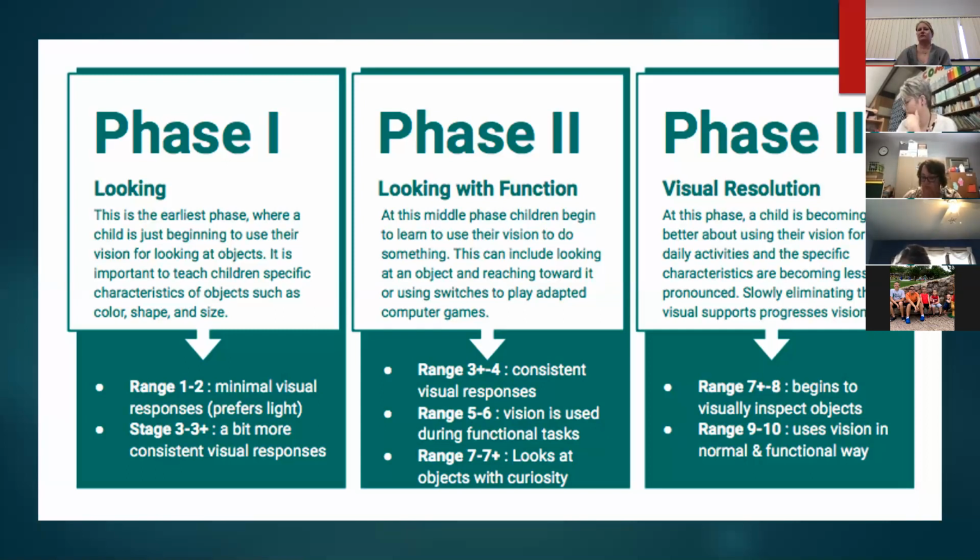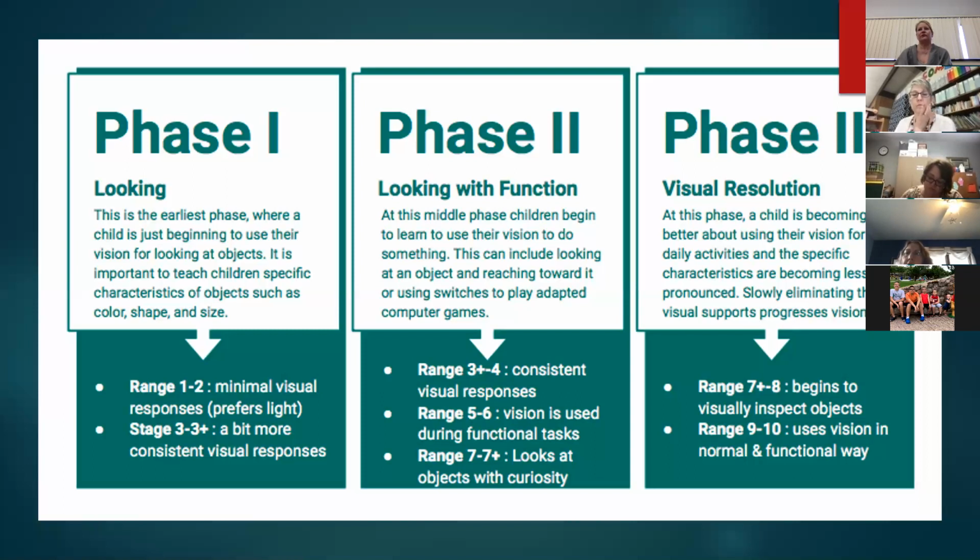Range 3 plus to 4 is you're getting consistent visual responses. Range 5 to 6 is the vision is used during functional tasks. And 7 to 7+, here we're finally looking at objects with curiosity.